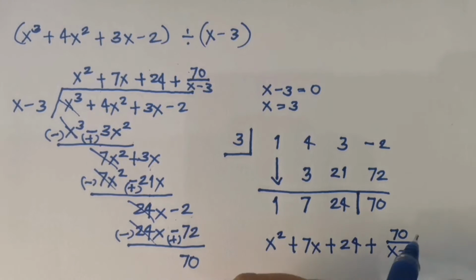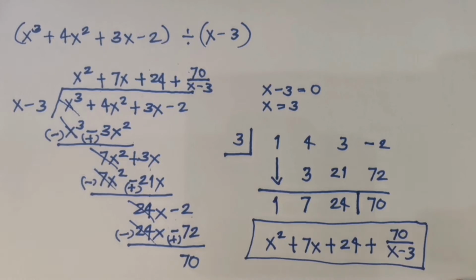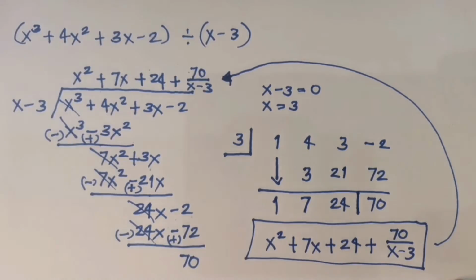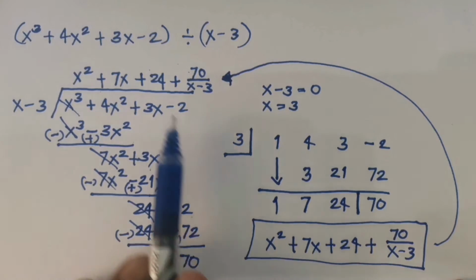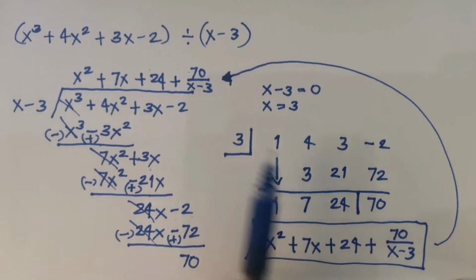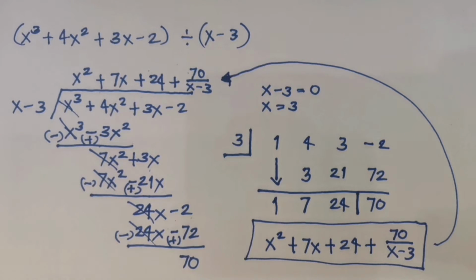Okay, so if we compare this answer with the long division, I think they are just the same. So same answer tayo, which we had in the long division. So that is x squared plus 7x plus 24 plus 70 over x minus 3. Okay, so meaning, using a long division or either synthetic division, we will arrive at the same answer.